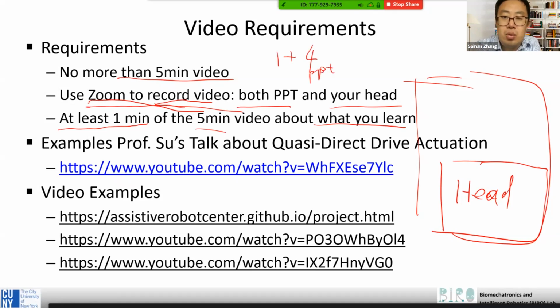You can also do 2 plus 3 or something. If it's 5 minutes and 30 seconds, that's okay. But generally, I don't want you to go over 6 minutes, so don't make the video too long. And you can check my video and also some examples some other students did before.